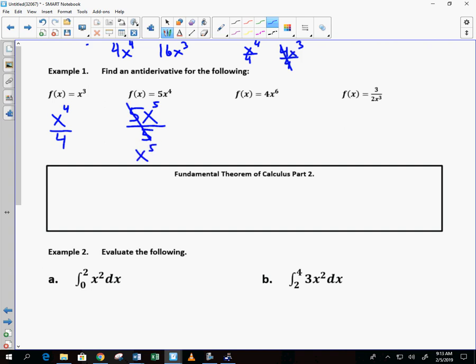x to the fifth. Is the derivative of x to the fifth equal to 5x to the fourth? Yeah, it is.